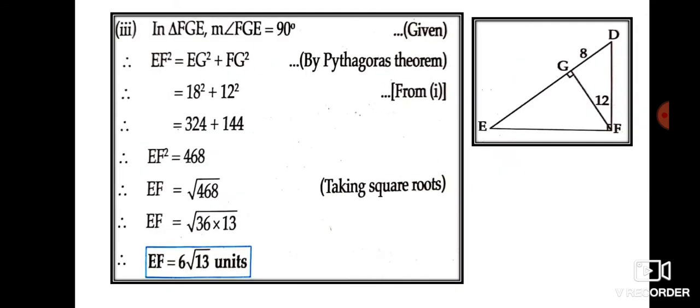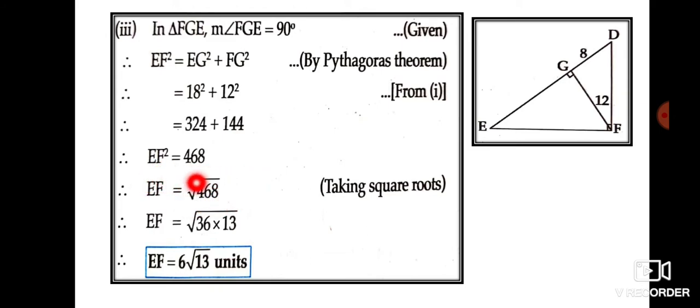Now the last one. Here also we are going to find EF. Again we are going to do the same thing, that is Pythagoras theorem. Remember we calculated GE to be 18, and GF is 12. Now this triangle is a right angle triangle. By Pythagoras we are going to find EF. So in triangle FGE, angle G is 90 degree. So by Pythagoras, EF square is equal to EG square plus FG square. 18 square plus 12 square, that is 324 plus 144. So you have EF square is equal to 468.